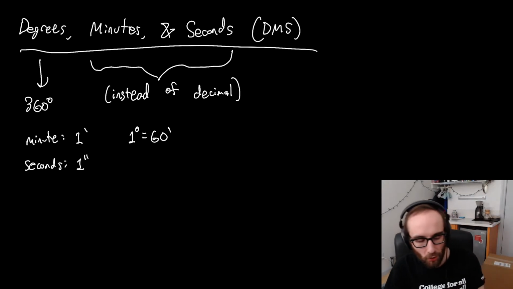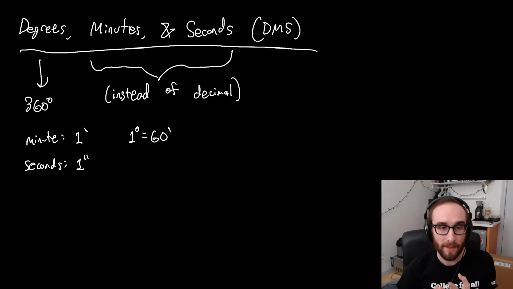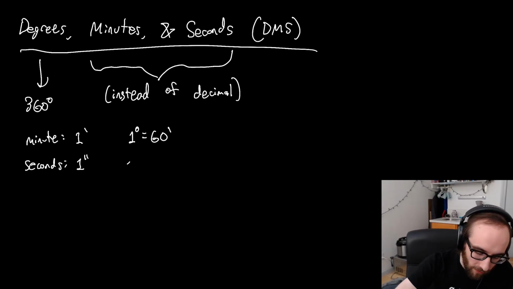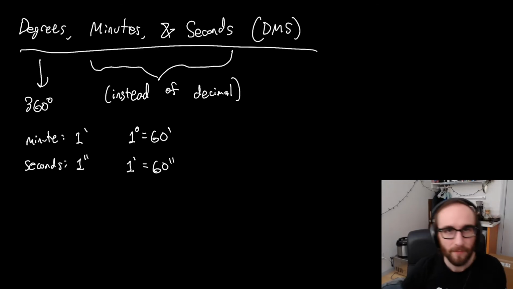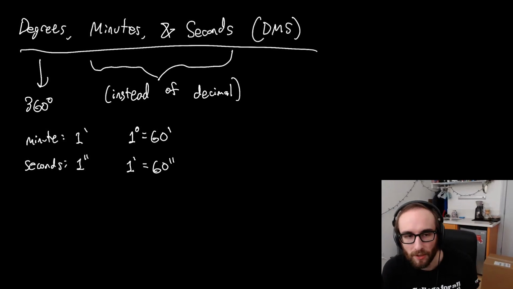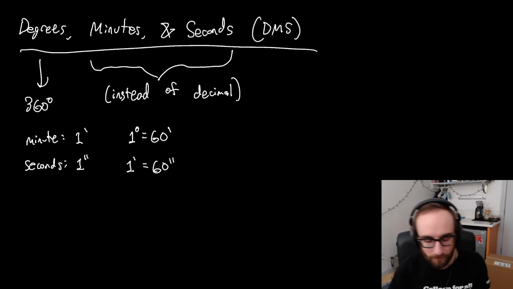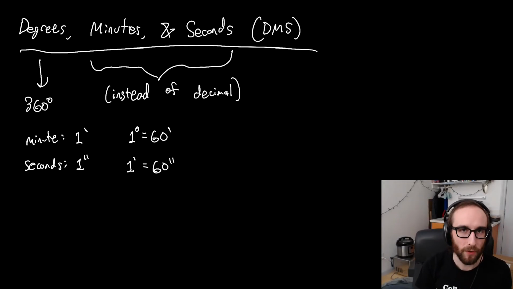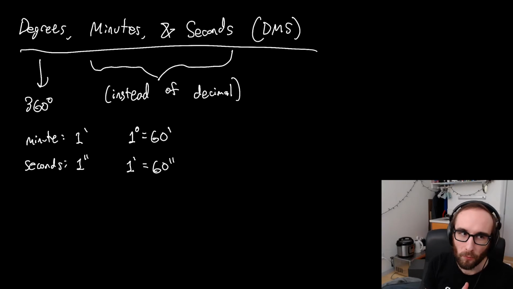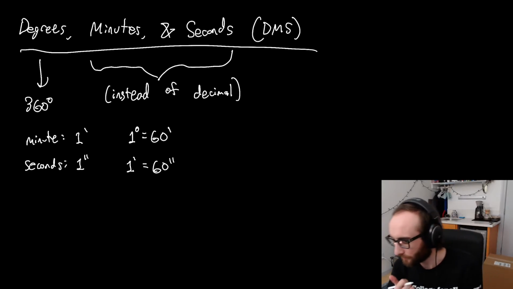So similar to an hour, 60 minutes in 1 degree. And then in 1 minute there are 60 seconds. So in each of these, we're just converting 60 seconds in a minute, 60 minutes in a degree. And we can use these conversions to help us with writing angle measurements in terms of degrees, minutes, and seconds.